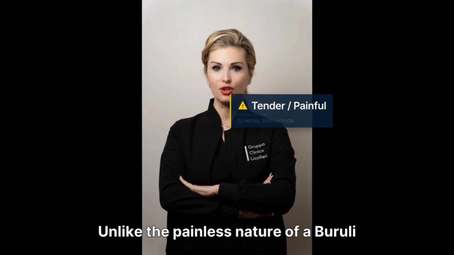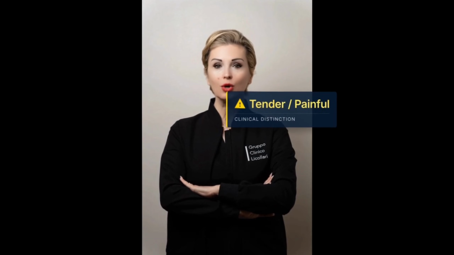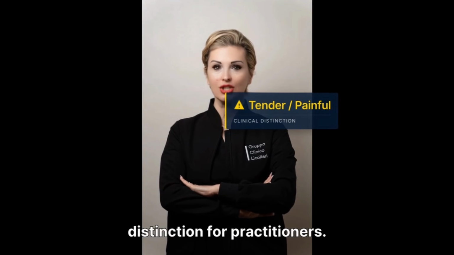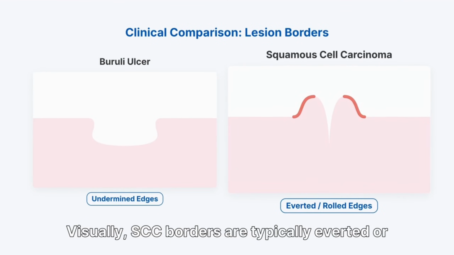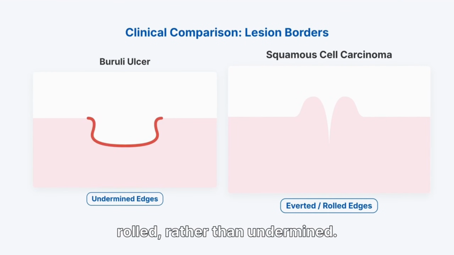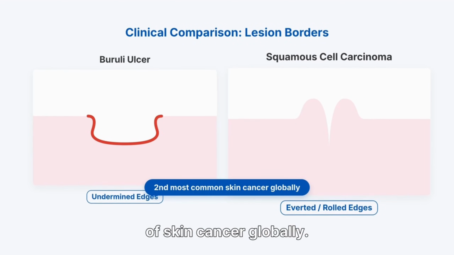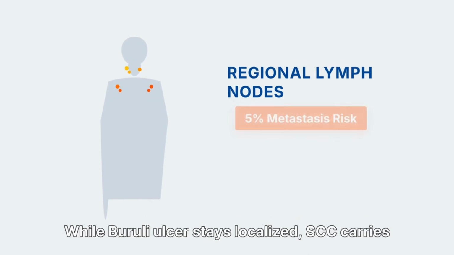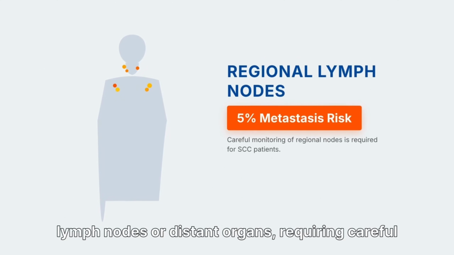Unlike the painless nature of a Buruli ulcer, squamous cell carcinoma is often tender or painful to the touch, a critical clinical distinction for practitioners. Visually, SCC borders are typically everted or rolled rather than undermined. It's also the second most common form of skin cancer globally. While Buruli ulcer stays localized, SCC carries a 5% risk of metastasizing to regional lymph nodes or distant organs, requiring careful monitoring.